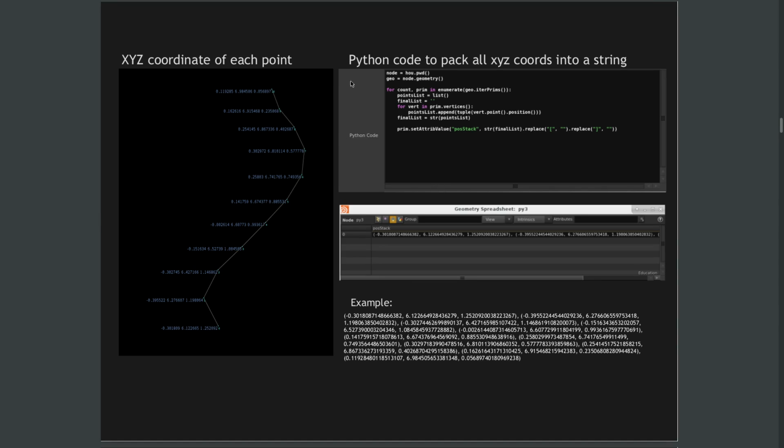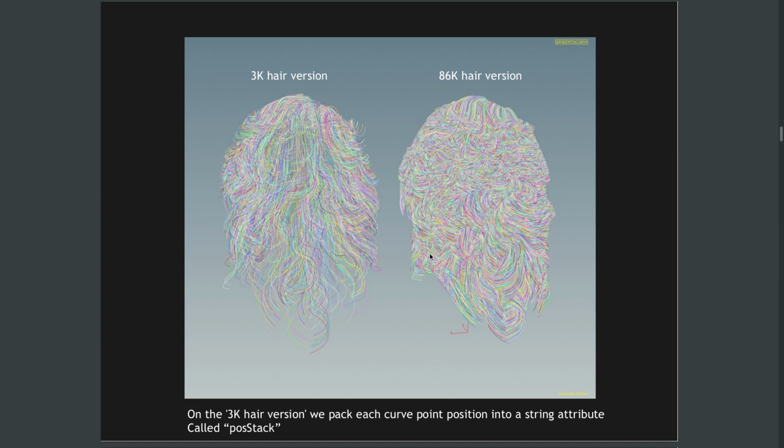But in this case, I'm going to simply use Python to take the XYZ coordinate of all these points and simply create a string. And so this is the XYZ coordinate of the first point, the second point, third point, and I'm going to do that for all the curves. And if we run this operation on the 3K curves, I'm going to run the packing, so each curve has that string attribute that represents all the points.